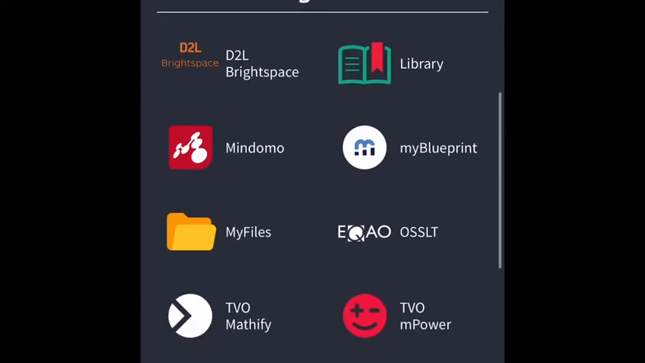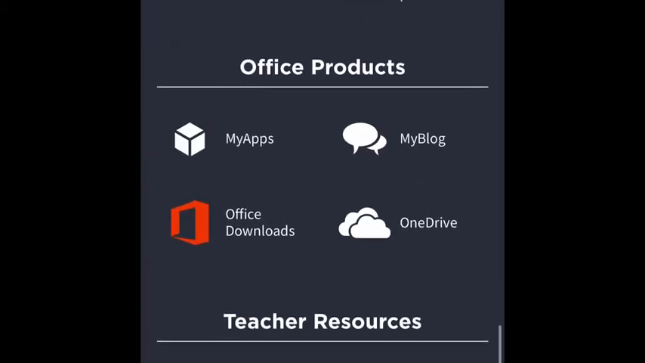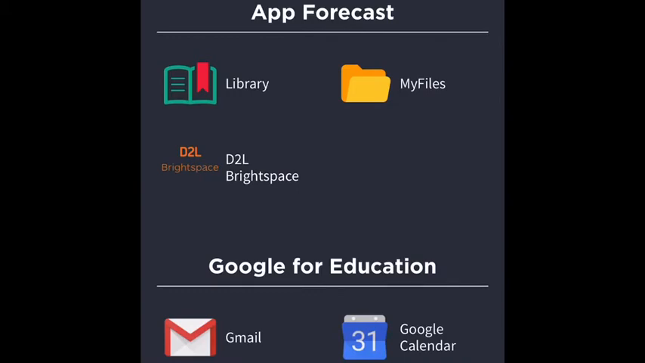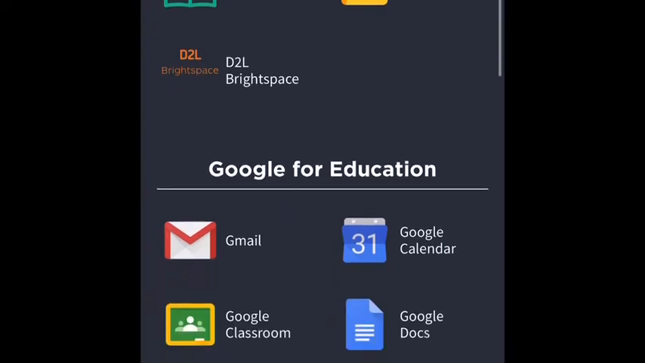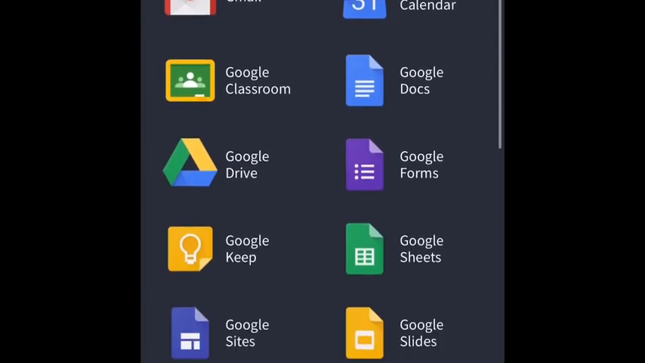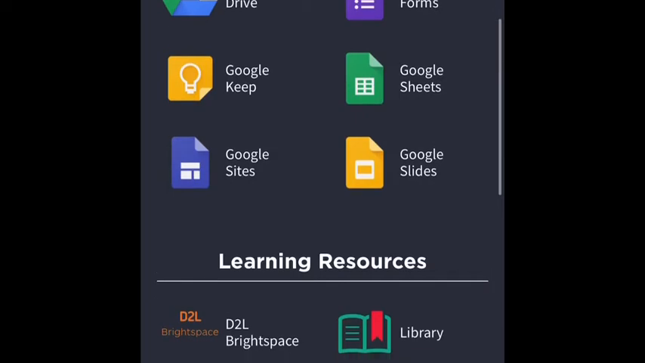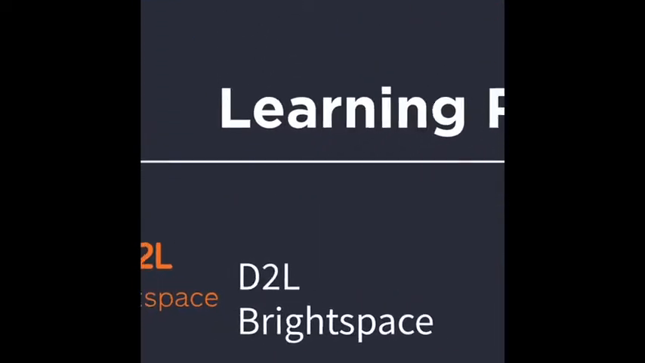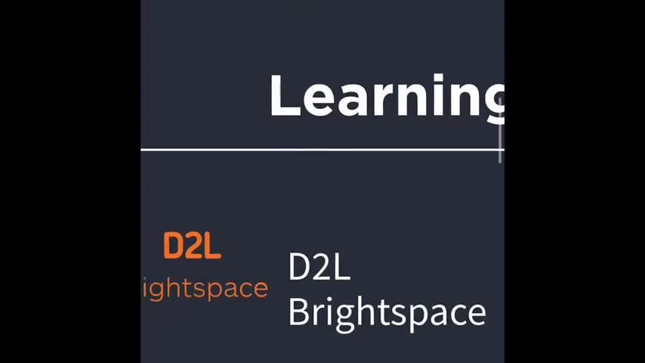Once you've logged into BYOD, you're going to see all of your apps. This is your student portal with all of the learning apps, all the cool different products that you get just by being a student at the Peel District School Board. Today we're going to try to find our D2L to look for the Jamboard. So we're going to scroll all the way down to Learning Resources, and I'm going to look for D2L Brightspace, which is right over here. I'm going to click on that.